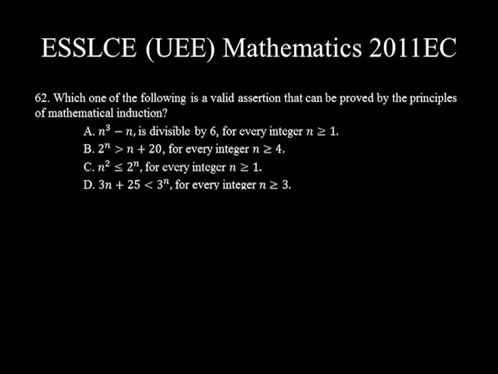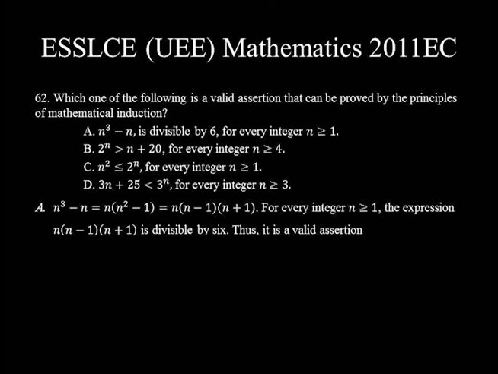Question number 62. Which one of the following is a valid assertion that can be proved by the principles of mathematical induction? A. n cubed minus n is divisible by 6 for every integer n greater than or equal to 1. n cubed minus n is equal to n times (n squared minus 1), which is equal to n times (n minus 1) times (n plus 1). For every integer n greater than or equal to 1, the expression n times (n minus 1) times (n plus 1) is divisible by 6. Thus, the assertion is valid. So choice A is the answer, but for the discussion, let's check other choices.